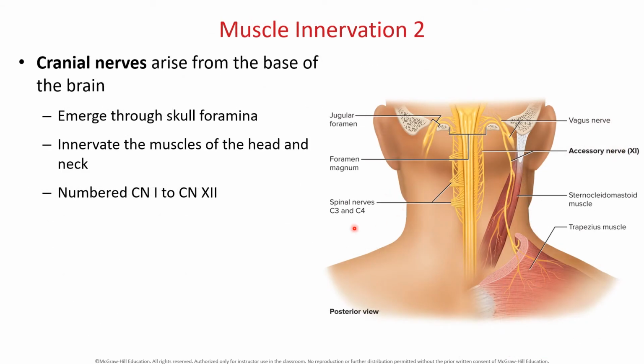So let's talk a little bit more about muscle innervation. The cranial nerves can actually innervate muscles as well. For this example, we're using the accessory nerve, cranial nerve number 11. It's going to innervate the SCM, the sternocleidomastoid, and actually the trapezius as well. To test cranial nerve number 11, we can have the patients shrug their shoulders. That is testing the trapezius muscle, which is innervated by cranial nerve number 11.